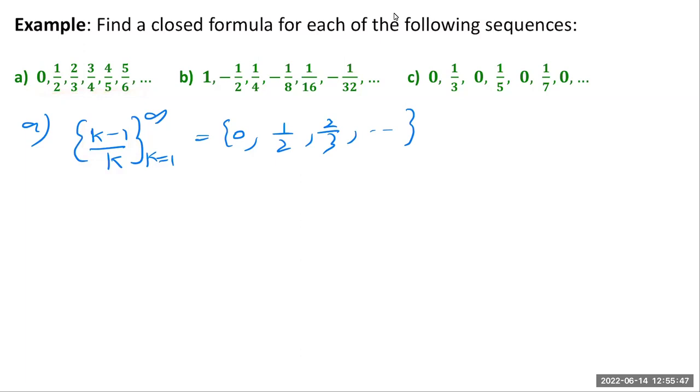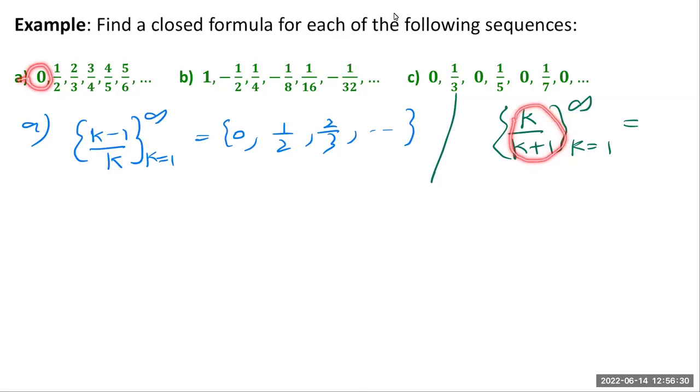As you can see, this closed formula generates this entire sequence. Let me remark something here. One could try a formula like this to start with, because here also, your numerator is 1 smaller than the denominator, right? Your denominator is K plus 1, your numerator is K. That means your numerator is 1 smaller than the denominator. But this formula will not generate this sequence. If you try this from K equal to 1 to infinity and plug in K equal to 1, you get your first term to be 1/2, right? That's not what you need.